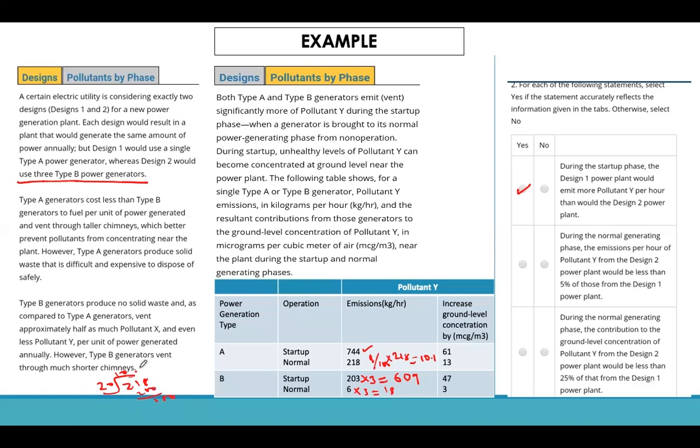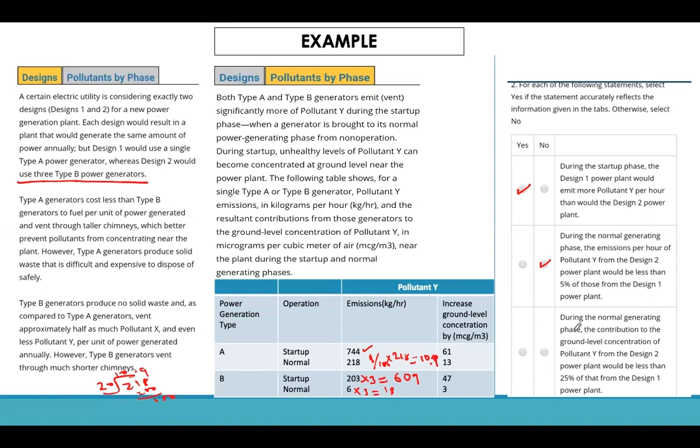0.18. That should be 10.9. So this is 10.9. All right. So the choice is: during the normal generating phase, emissions per hour of pollutant Y from the design 2 power plant will be less than 5% of those from design 1 power plant. No, definitely not, because 18 is definitely greater than 10.9. So there's no way that 18 is less than 10.9. So the answer for this is no.